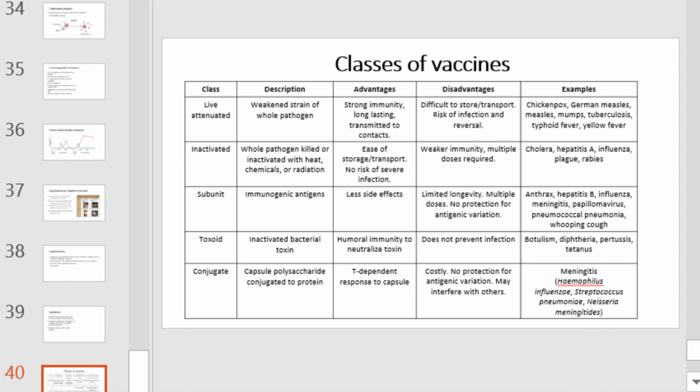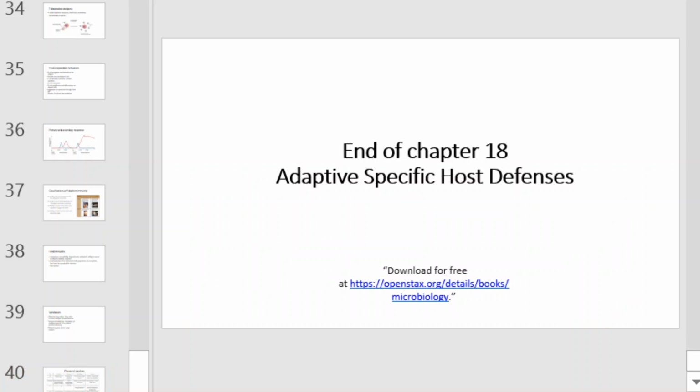This is a table detailing the different classes of vaccines. Pause the video to briefly review each type of vaccine, the advantages and disadvantages, and organisms that they are used against. This concludes our coverage of Chapter 18, Adaptive Specific Host Defenses.